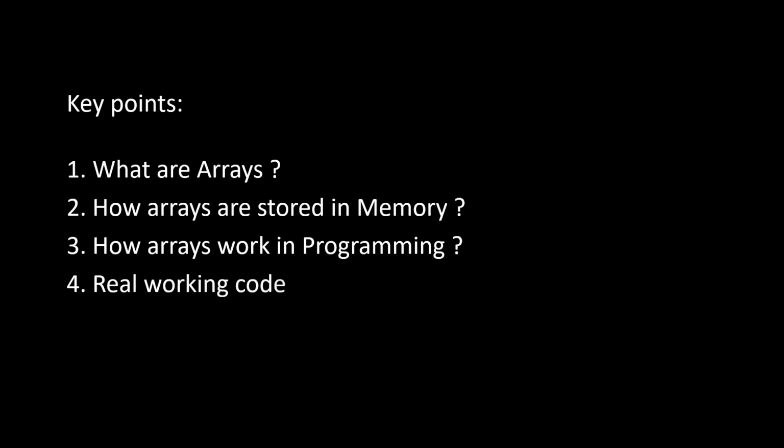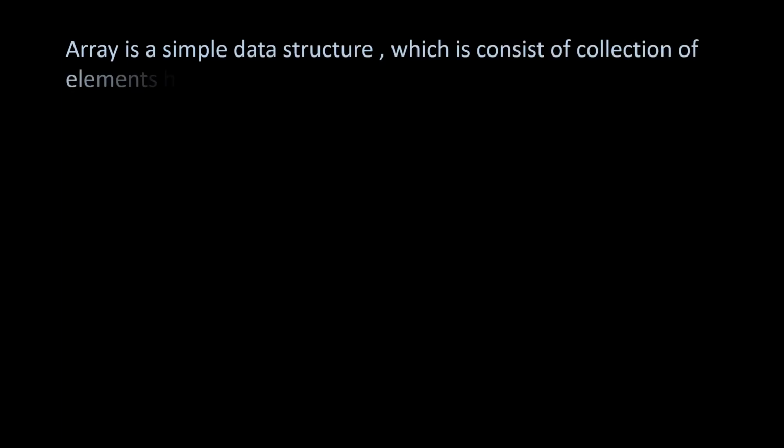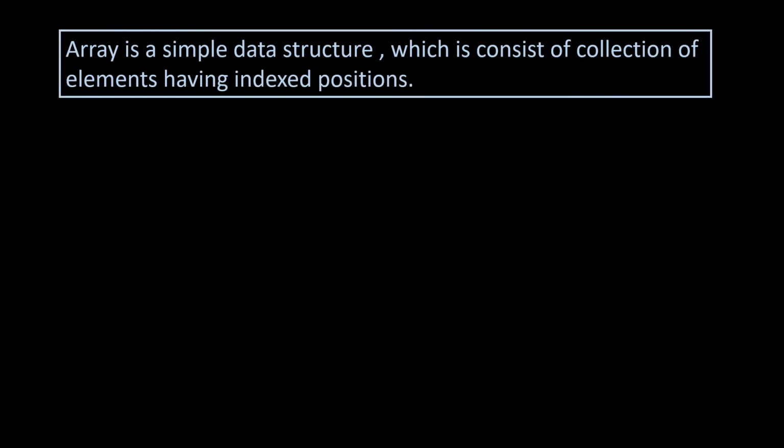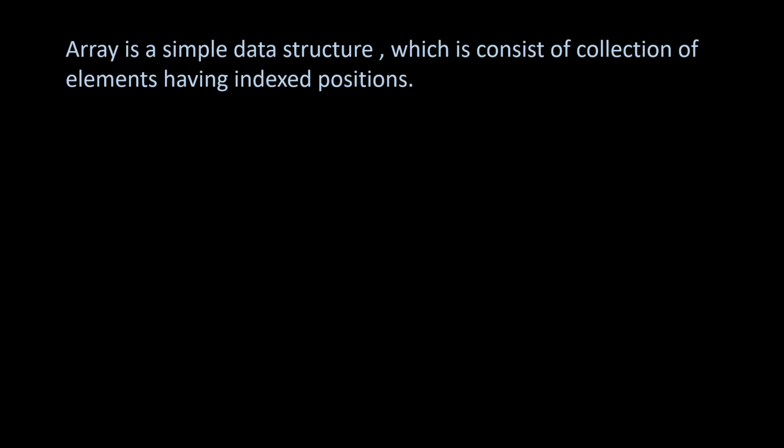So let's see, what are the arrays? Array is a simple data structure which consists of a collection of elements having indexed positions. Now what does that mean? Let's understand this with a simple illustration.